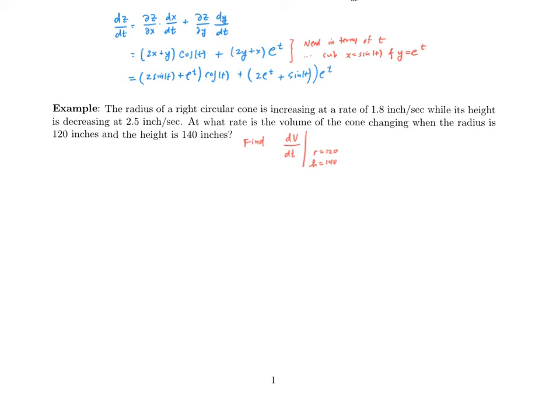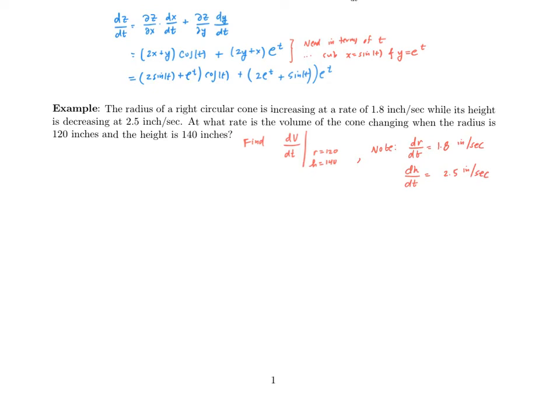Some other key bits of information hinge upon the values 1.8 and 2.5. So let's just note what those quantities are as well. The radius of a right circular cone is increasing at a rate of 1.8. So a rate of change is a derivative: dr/dt equals 1.8 inches per second. Similarly, its height decreases at 2.5 inches per second. So dh/dt involves 2.5 inches per second.